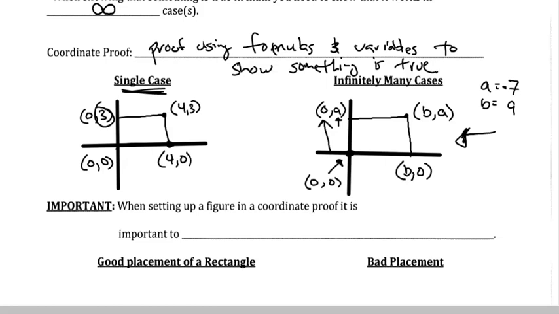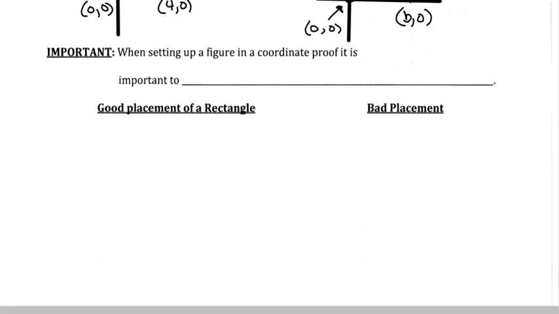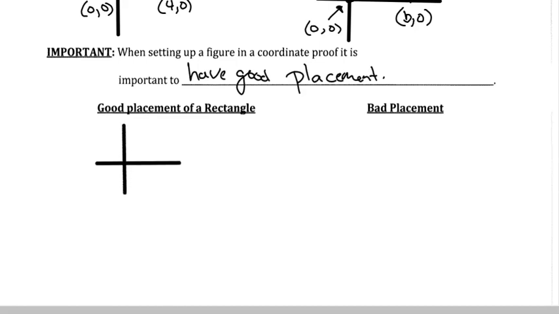Now here's the deal. This is the trickiest part when you're talking about a coordinate proof. When setting up a figure in a coordinate proof, it is important to have good placement. What I mean by good placement is that you have to use the least number of variables possible. So once again, good placement, I just showed you one.